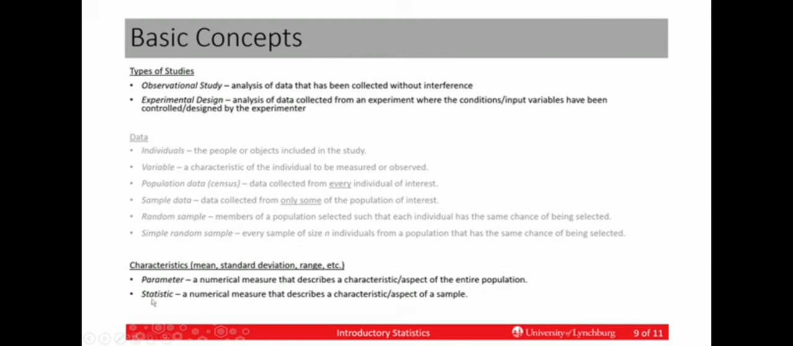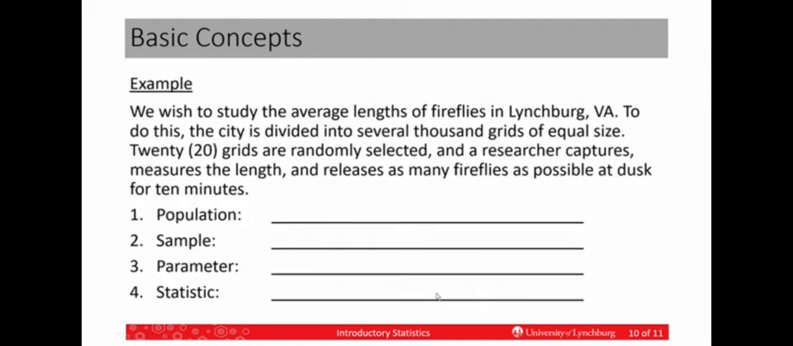And then a statistic is a measure on a sample. So it's that same characteristic or aspect of a sample. It could be the mean or standard deviation of a sample. And again, statistic starts with an S, sample starts with an S. All right. So let's put this together in a brief example.